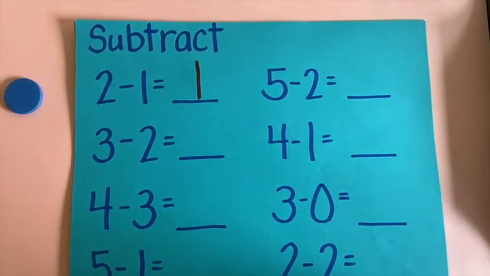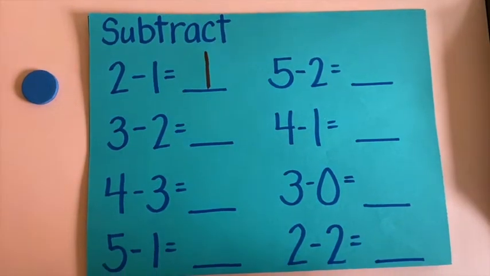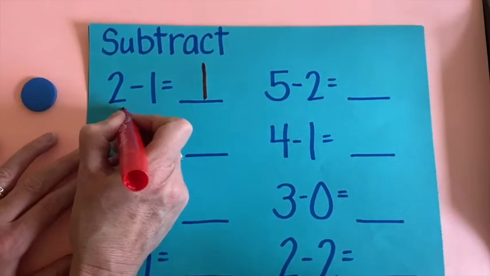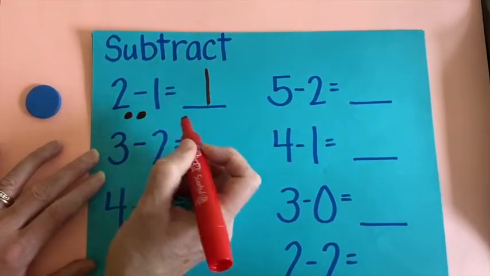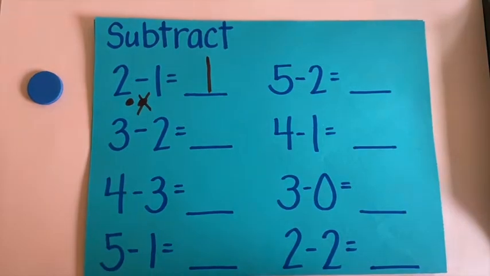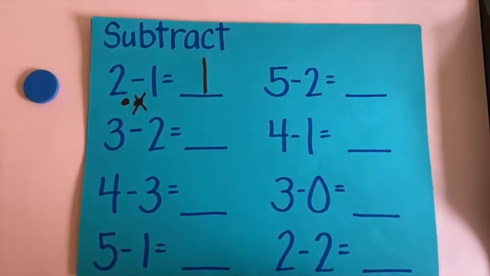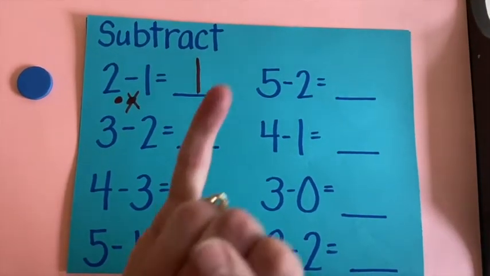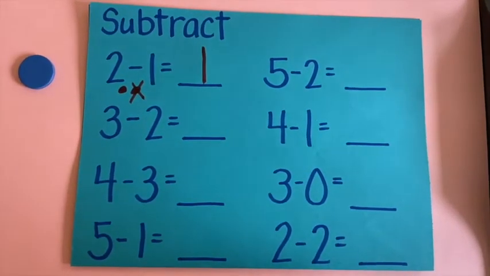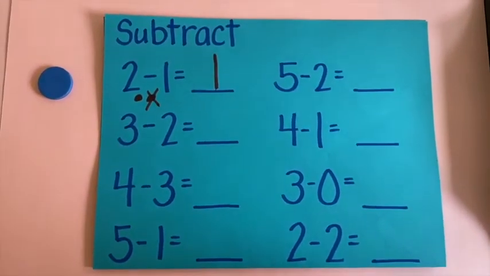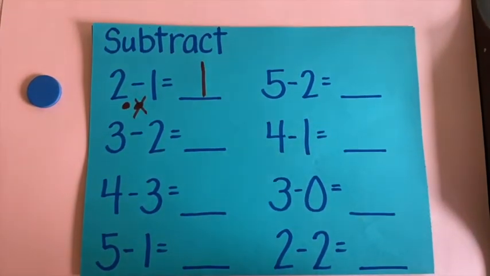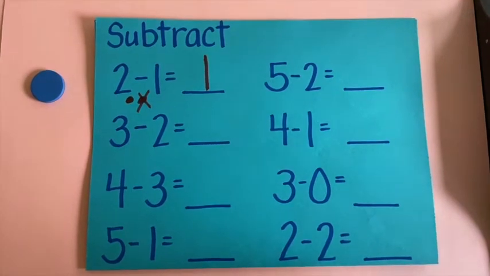It's good practice. One strategy is use the counters. Another strategy might be to draw a picture underneath. I have 2 dots, take away 1, you cross it out, there's the answer 1. Some students might be able to just use their fingers and go 1, 2, take away 1 is 1. So there's different strategies. Some students might be to the point where they can do this in their head. 3 take away 2 equals 1, mental math.